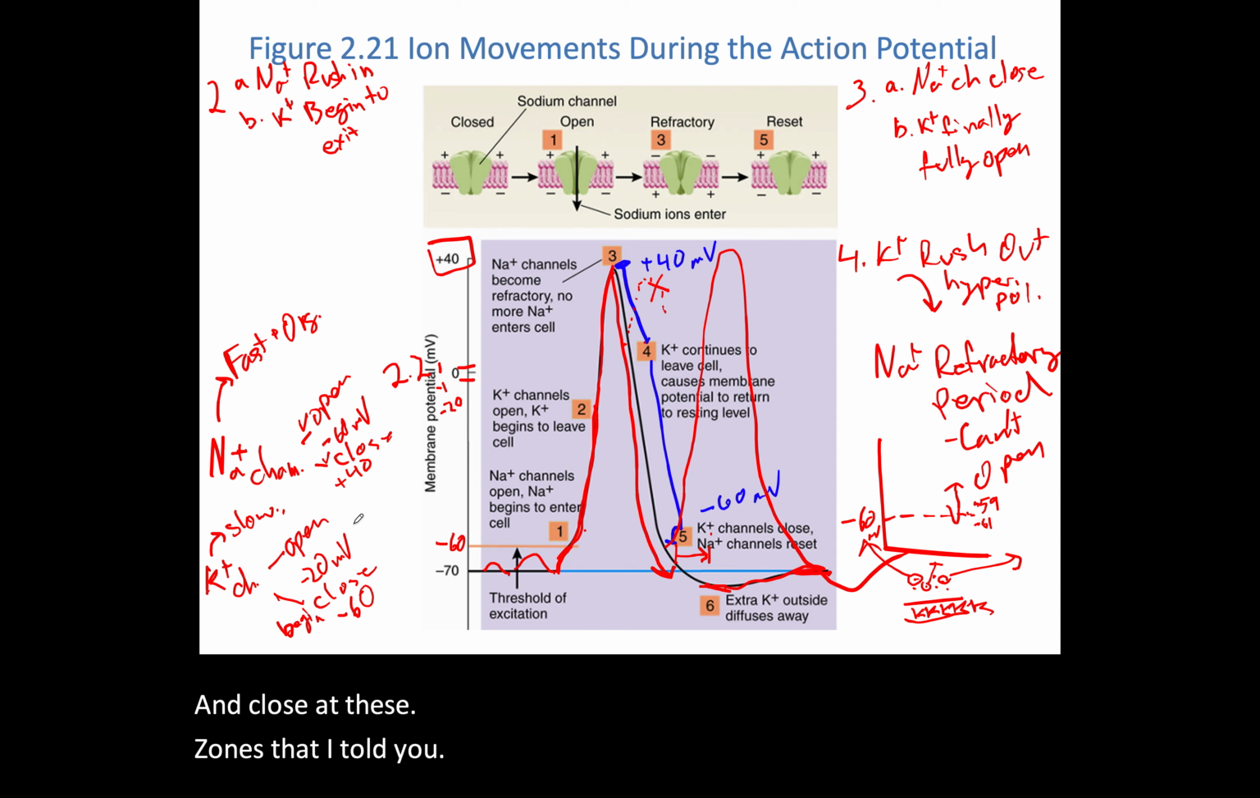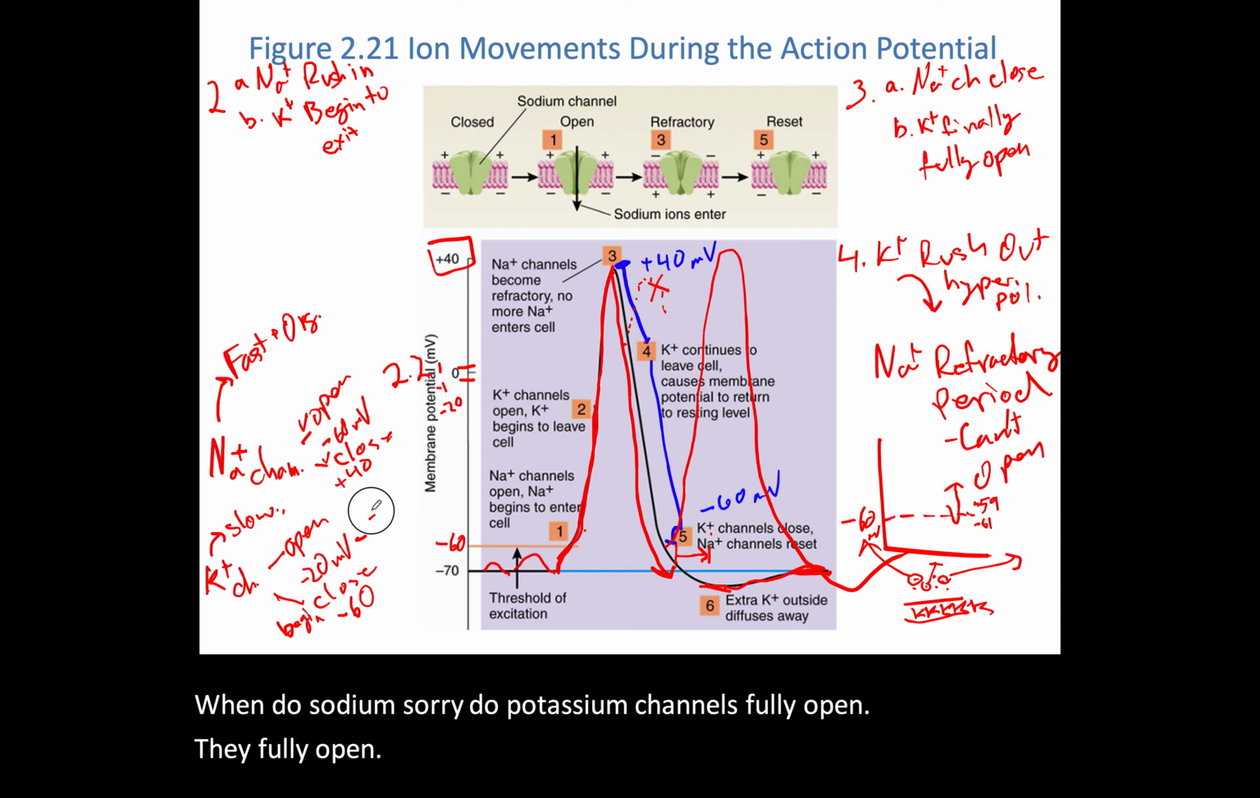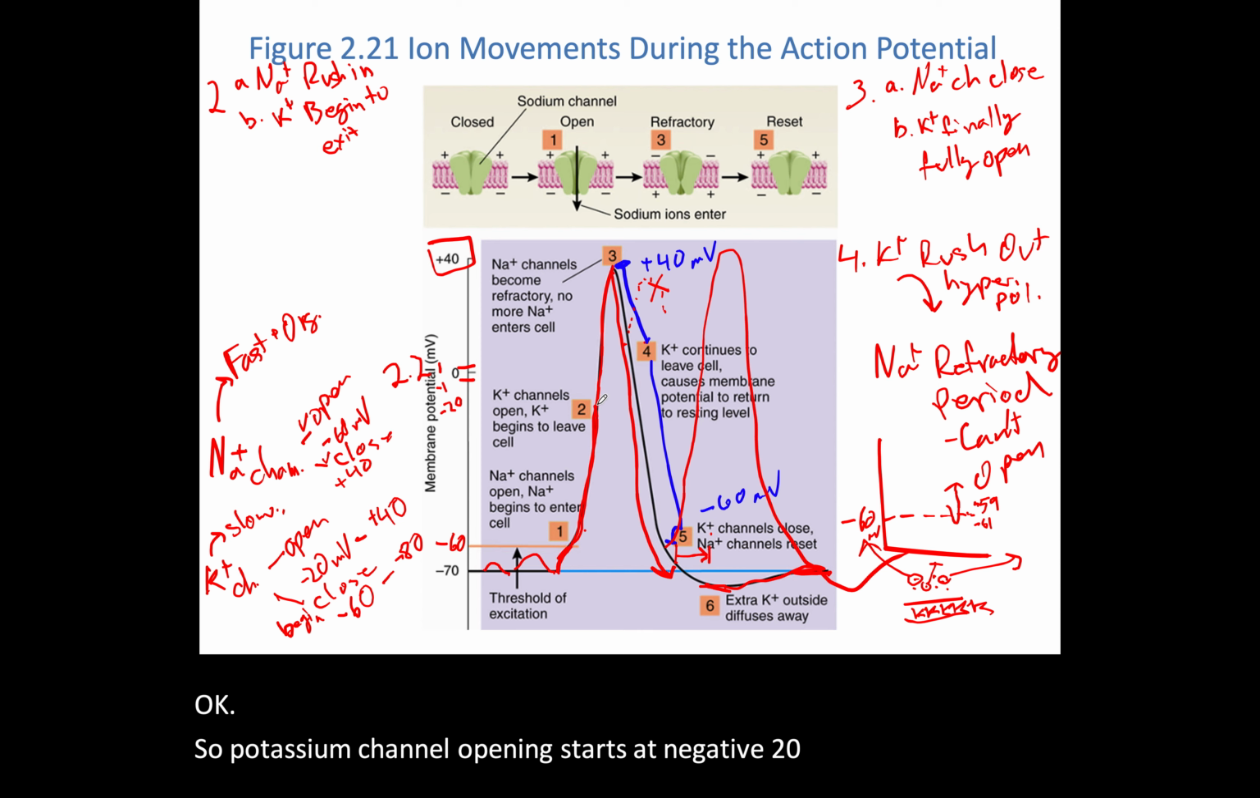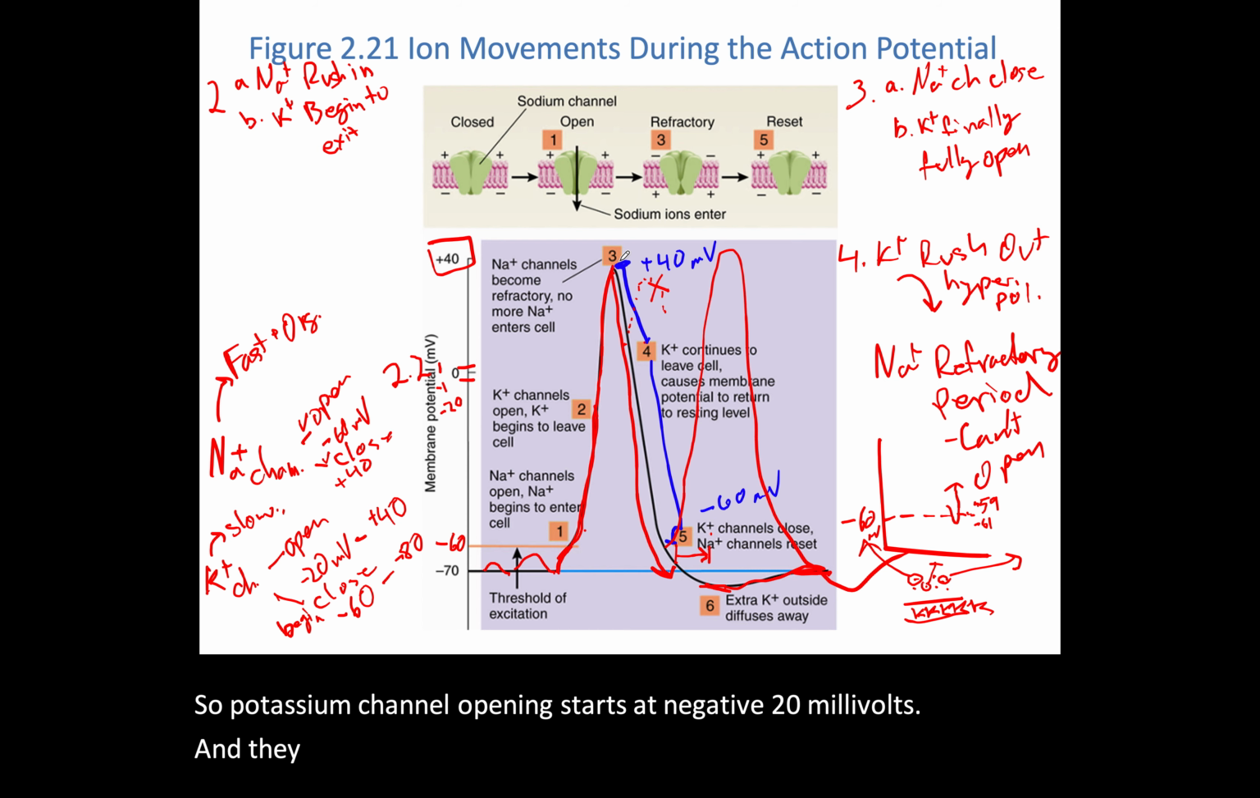Just for completeness, when do potassium channels fully open? They fully open at positive 40. And when do they fully close? Let's call it negative 80. Okay? So potassium channel opening starts at negative 20 millivolts, and they continue opening, and then they're fully open at the peak of the action potential.